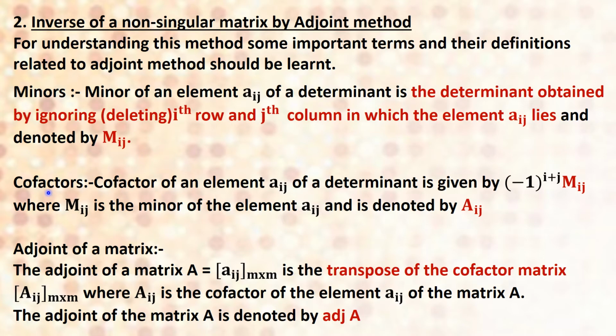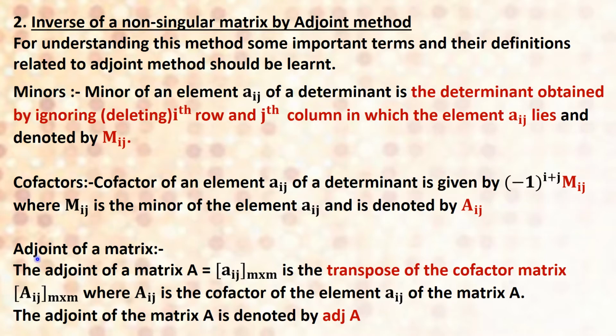Clear? Now cofactor. Cofactor is a calculation for a particular element. The cofactor of an element Aij of a determinant is given by the formula (-1) raised to i plus j into Mij. Mij, we have already learned, is the minor. So after getting this minor, we can calculate the cofactor of each element of a determinant.